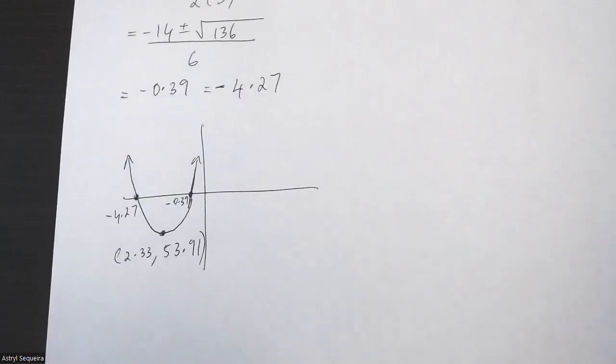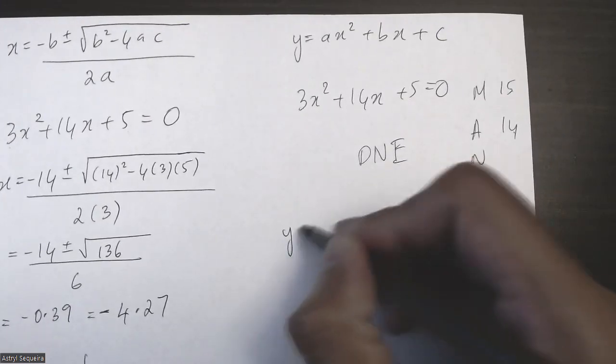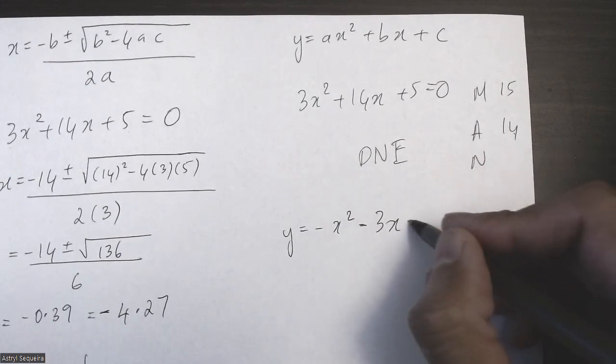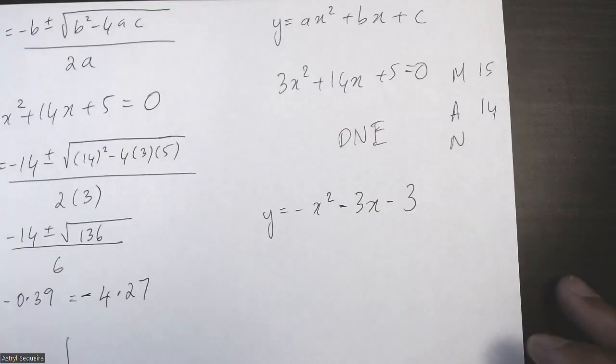So as you can see, it's the same process here with the quadratic formula. We just use the quadratic formula if factoring does not work. But that's pretty much it. Let's see another one. Let's say I have y equals negative x squared minus 3x minus 3.